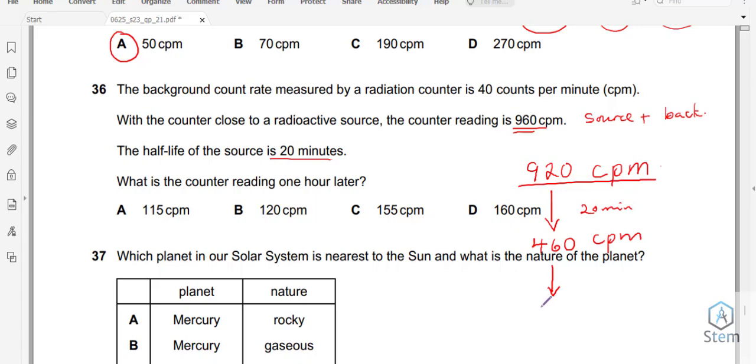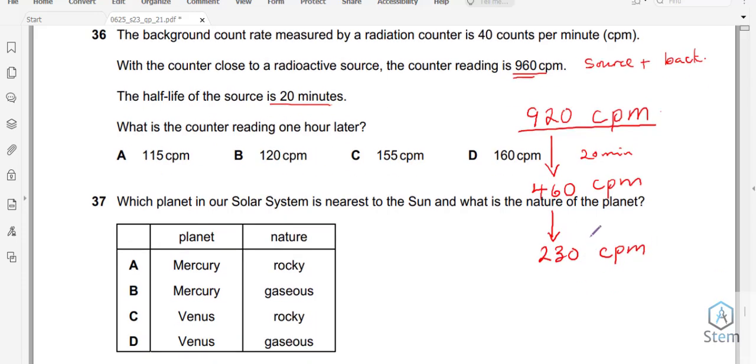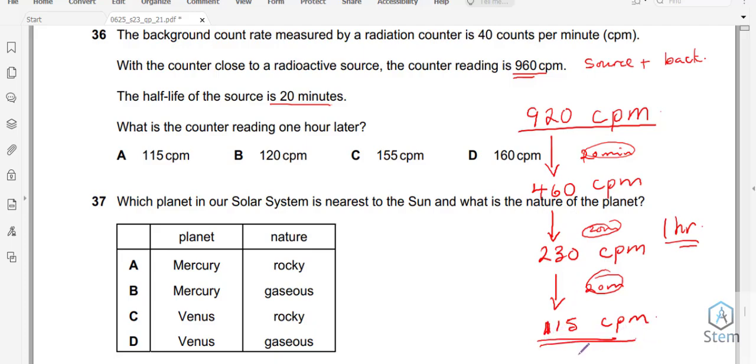The source will be giving us 230. And after some more 20 minutes, the source will be giving us 230 divided by 2, 115 counts per minute. So 20 minutes plus 20 minutes plus 20 minutes, this is the 1 hour. And the source is now producing 115.